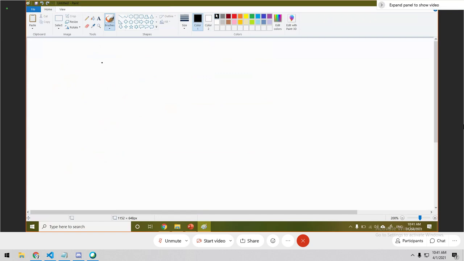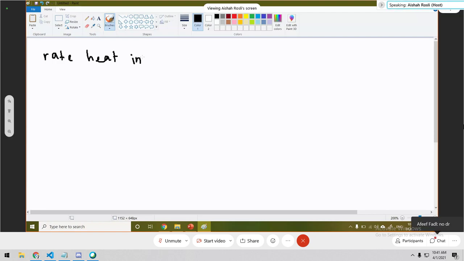Okay, so for rate of heat in, I hope you guys can understand my handwriting. Are you having problems with my handwriting? Is it really bad? Okay, good. That's good. I'm so glad, because if I typed everything you could see better, but it would probably take until tomorrow until we finish. So it's easier for me to write.